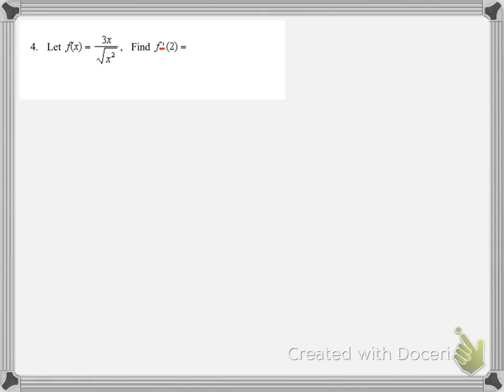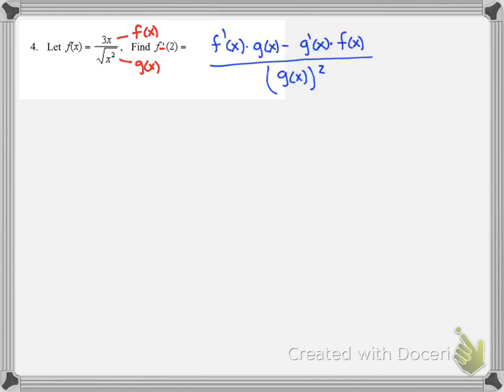And so we remember our quotient rule. Try to write it down here for a minute. Do you remember the quotient rule? You can write it down based on the numerator being f of x and the denominator being g of x. Hopefully this is what you wrote down. And so that means we're going to need to know f prime and g prime of x.